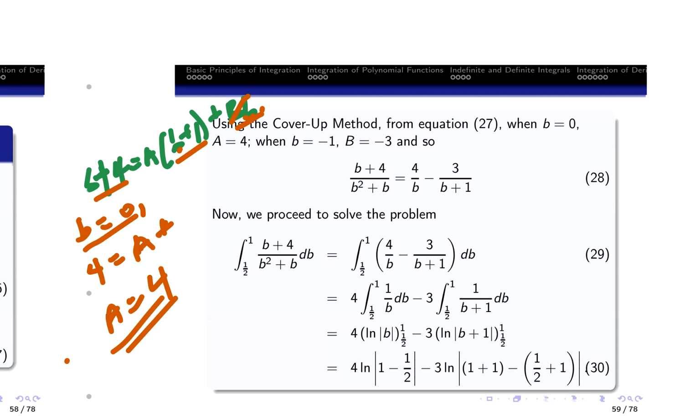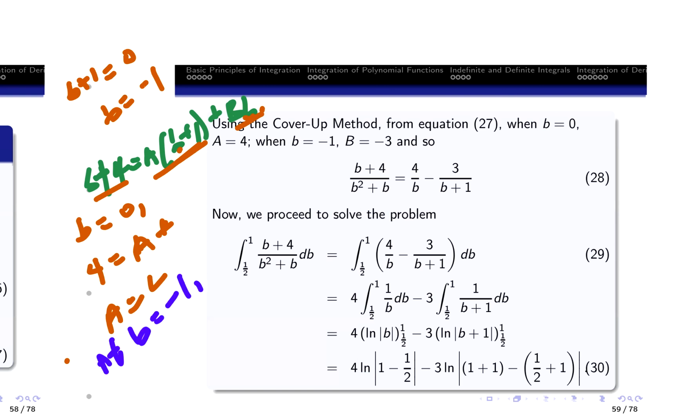So how do you cancel A? To cancel A, just look at the b plus 1 that is multiplying it. It's just b plus 1 equals 0. That means b equals minus 1, right? So if you now do this at b equals minus 1, it means you have minus 1 plus 4, that is 3.